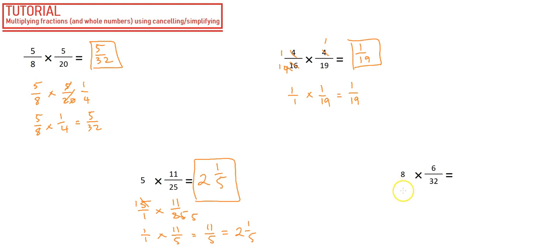Again, I'll rewrite 8 as a fraction, times 6/32. And now I've got some opportunities to cross cancel. Divide by 8 becomes a 1. Divide by 8 becomes a 4. 6/4 I can divide by 2. So that becomes a 3/2. So tidy it all up, it looks like this: 1/1 times 3/2. 1 times 3 is 3. 1 times 2 is 2. And that is 1 1/2. 3 divided by 2 is 1 1/2.